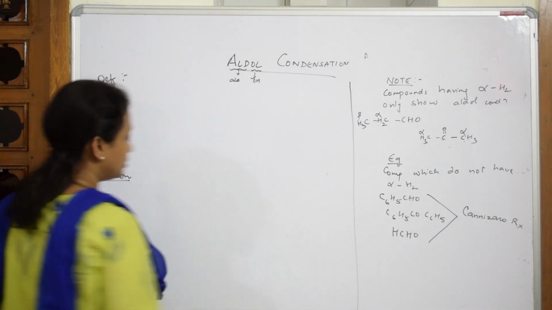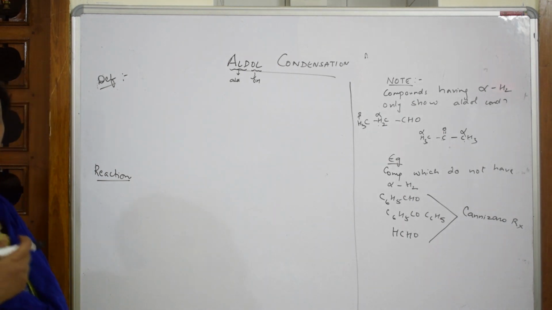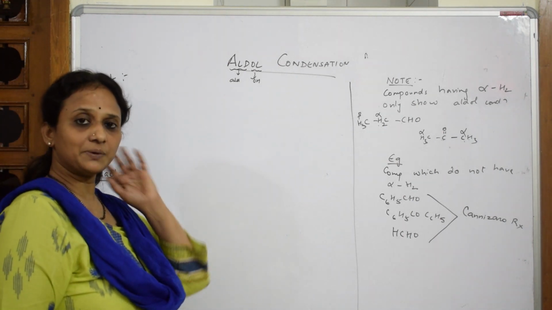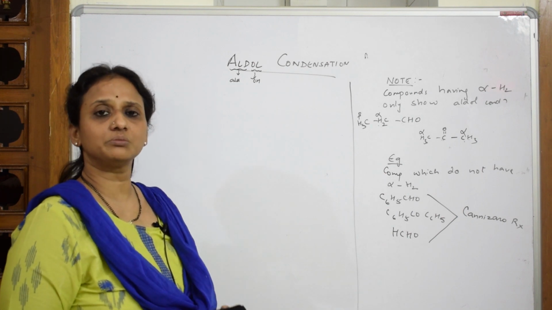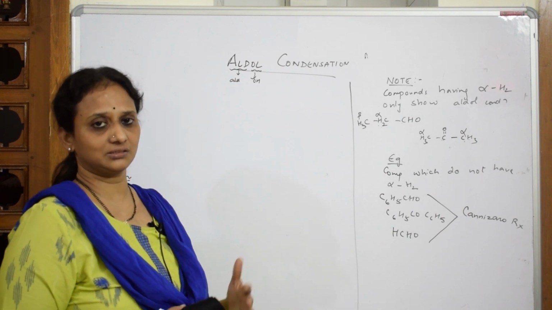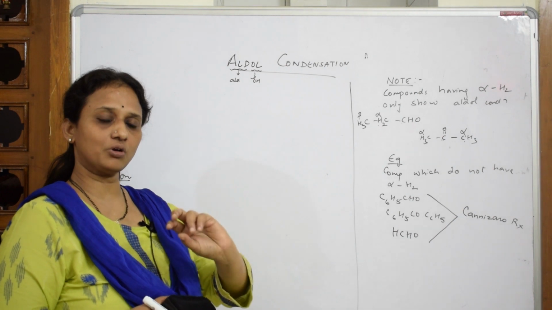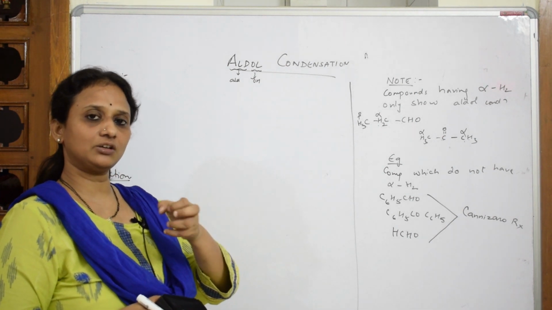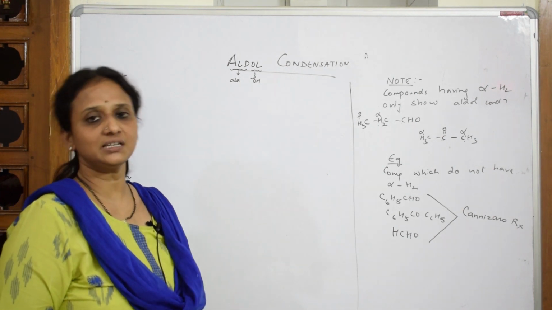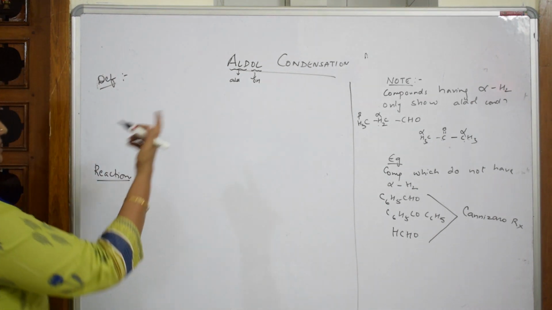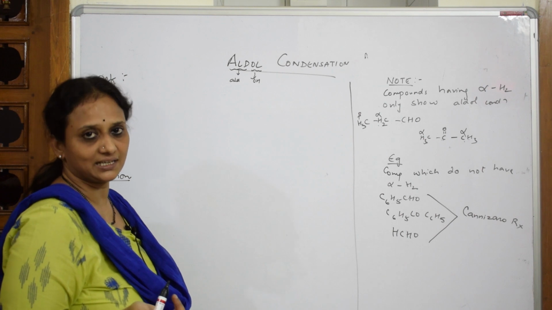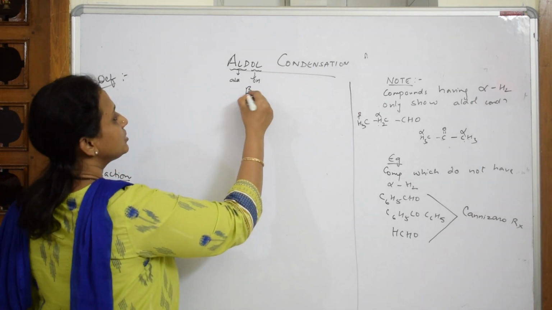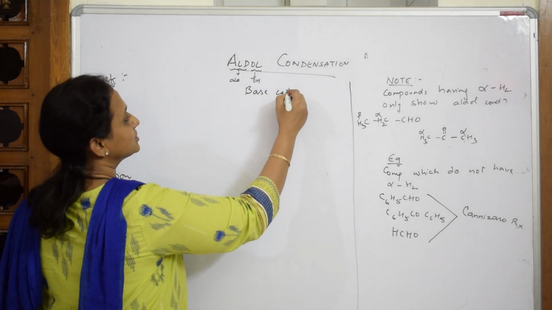Before I write the definition, let me write the reaction, then we'll write the definition, because most of the students keep asking me, ma'am, how to remember the definition. Basically, the definition is not required to be remembered as it is in the textbook, you can write it in your own words, but important keywords like enolate ion, dehydration and the base are needed. Aldol condensation can be both acid catalyzed and base catalyzed. Here in your NCERT they've given base catalyzed reactions.